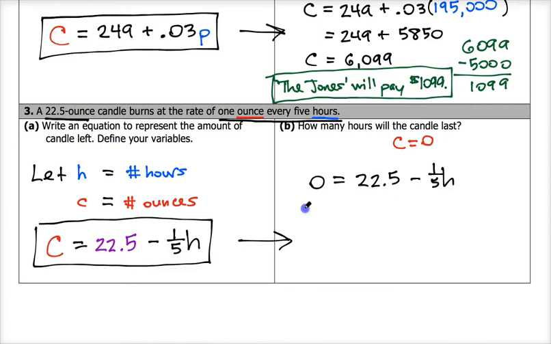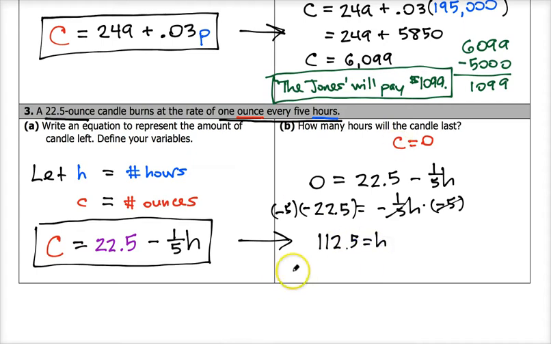So we can subtract 22.5 from both sides, and then multiply both sides by -5. -5 times -22.5 gives us 112.5. So that means that this candle will last 112.5 hours.